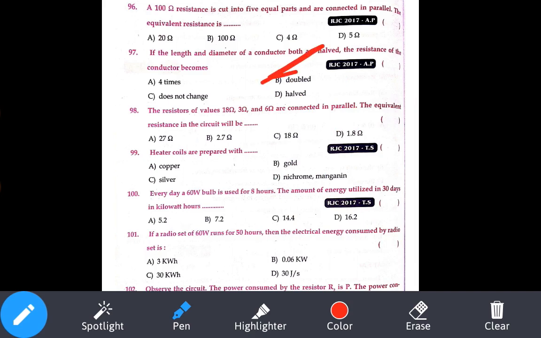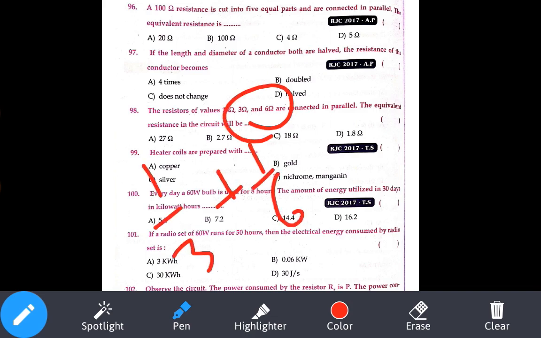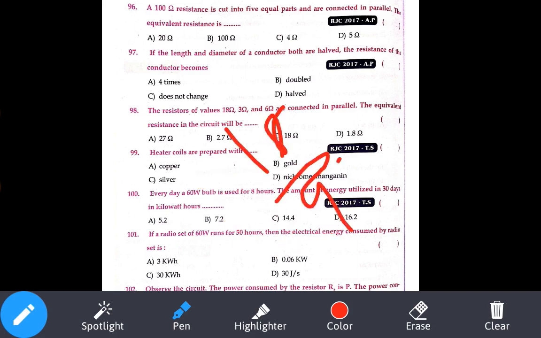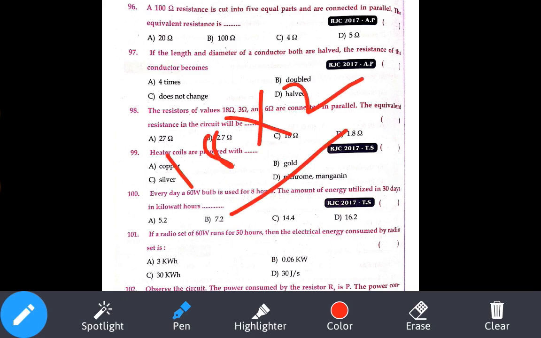Resistors of value 18 ohms, 3 ohms, 6 ohms are connected in parallel; find the equivalent resistance. First do these two lower values: 1/3 + 1/6, or just 3 into 6 by 3 plus 6. 6 threes are 18, 18 by 9, 2. Then again, 18 into 2 by 18 plus 2, which is 20. 18 by 10 is nothing but 1.8.